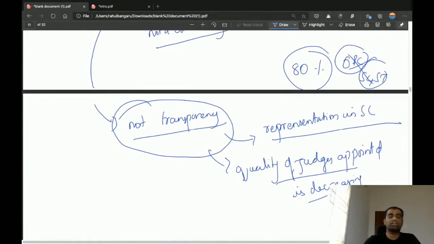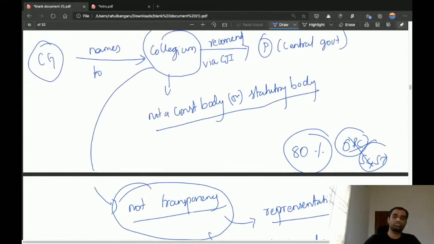Okay, so because of that, there have been a lot of problems arising because of the collegium system. Because of that, there is no adequate representation in the Supreme Court for all sections of Indian society, and the quality of judges being appointed to the Supreme Court and High Court is decreasing year on year. Also, the rules and the committee are not very clear. What kind of rules are being followed by the collegium system? It's not clearly defined.